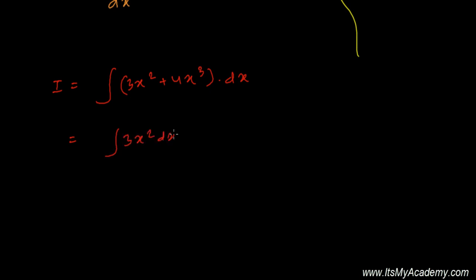3x squared plus 4x cubed. So the integration of 3x squared plus 4x cubed times dx. This is our integration. As I told you, we need to do it one by one. So the integration of 3x squared dx, and then the integration of 4x cubed dx. As we learned in the previous video, we need to find the differentiation of what gives 3x squared, and of what gives 4x cubed.